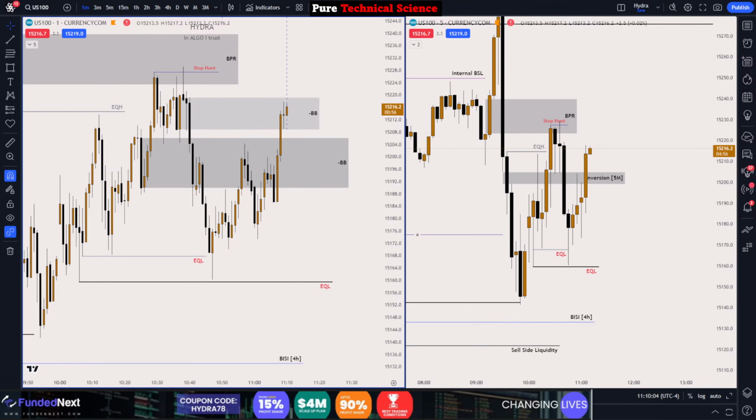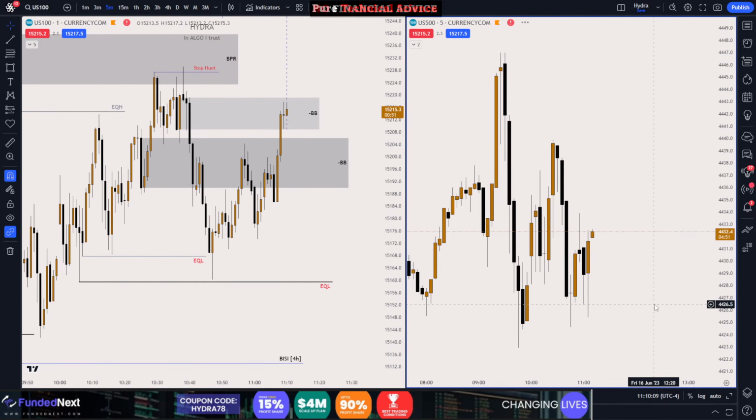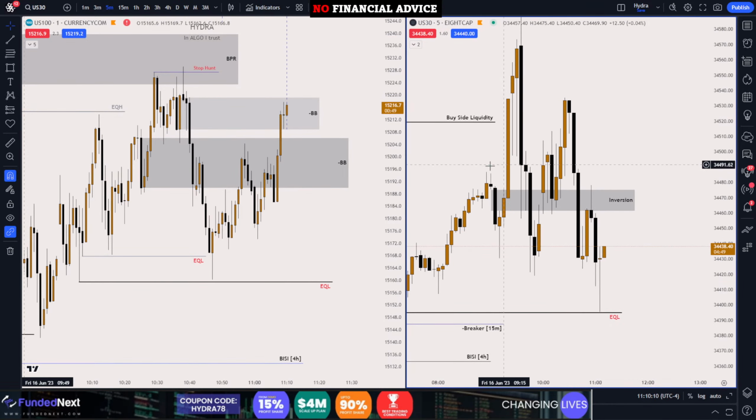US30 done well. US30 done well. What? Oh, from this inversion. Yeah, US30 delivered quite nicely from this inversion that I marked.